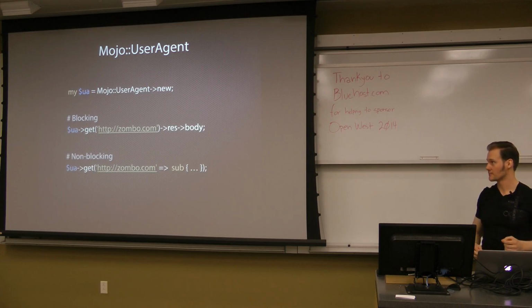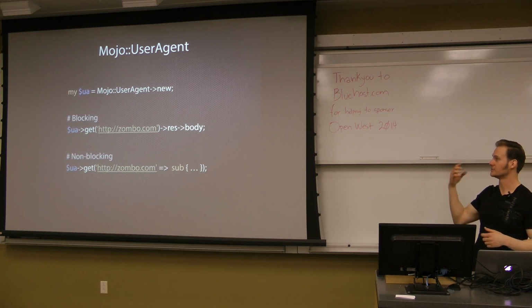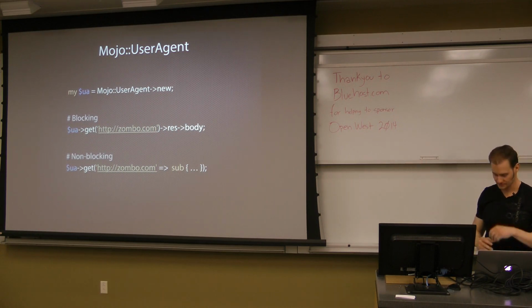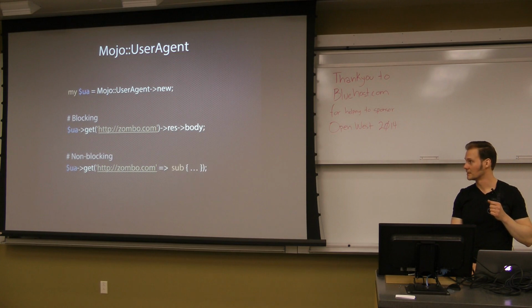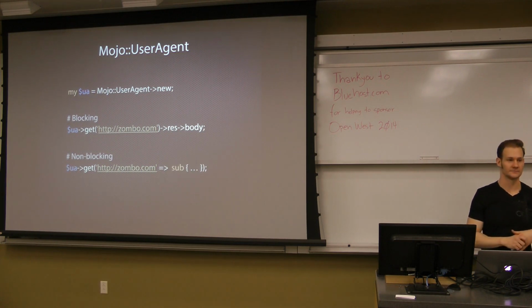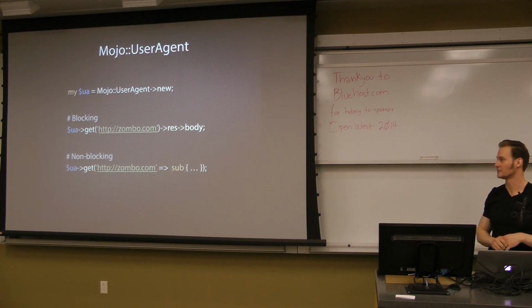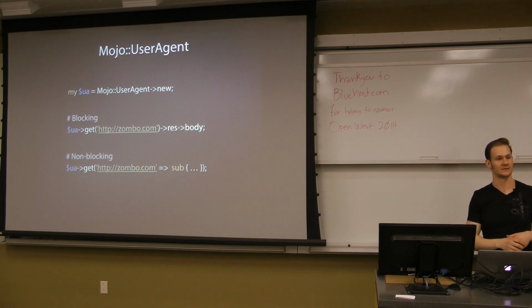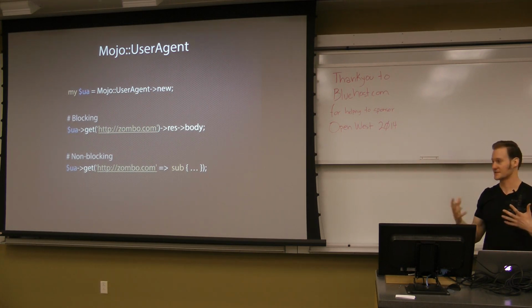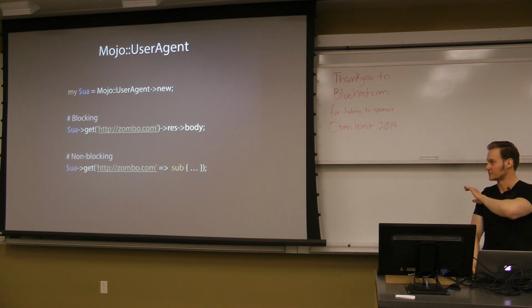Mojo user agent. We declare an object. Pretty basic. And we have a blocking call. You give it a URL, and you get the body from the response. The non-blocking call takes a callback. And that's pretty simple stuff. Everybody who uses Perl can understand that. And when the response comes back, it executes the subroutine. The event loop executes the subroutine. And that's how you use user agent in order to do non-blocking clients.